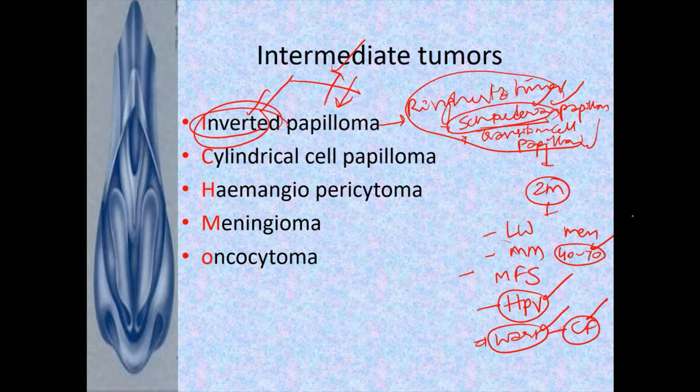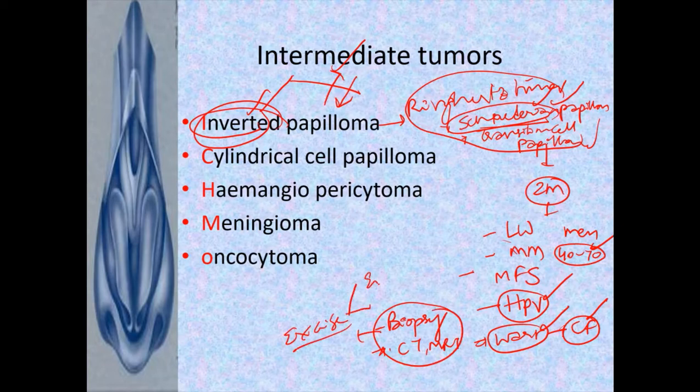So this is all textbook information only. I'm not saying anything outside. So you have to go for CT scan and MRI, and biopsy is needed for diagnosis. Then you have to go for excision. You can excise endoscopically, or by open methods. More commonly nowadays, endoscopic excision is being done.